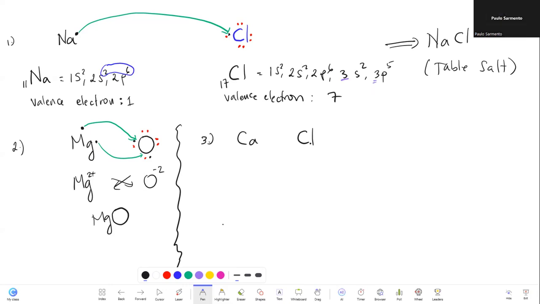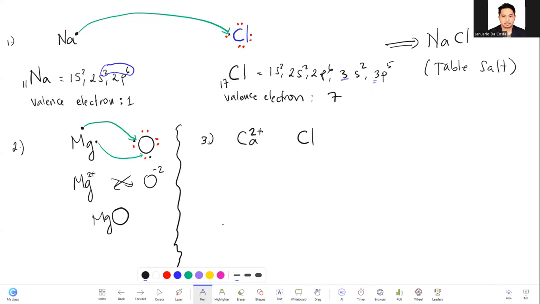2. Is calcium a cation or anion? Calcium is metal or non-metal? It's a metal. Yes, calcium is a metal. The valence electron of calcium is 2. So that means it has 2 positives.